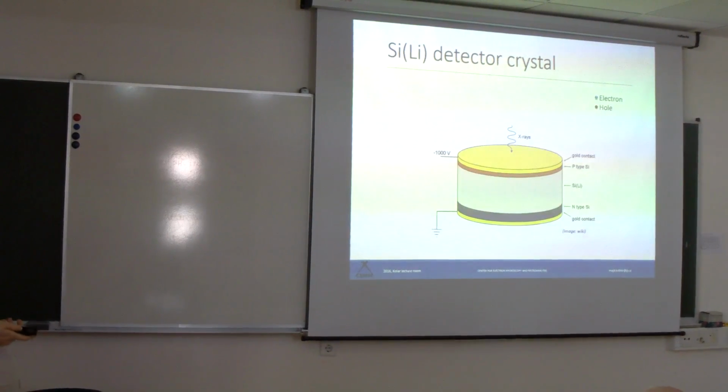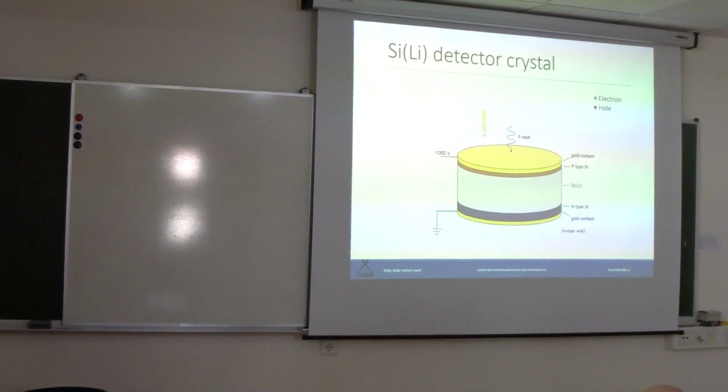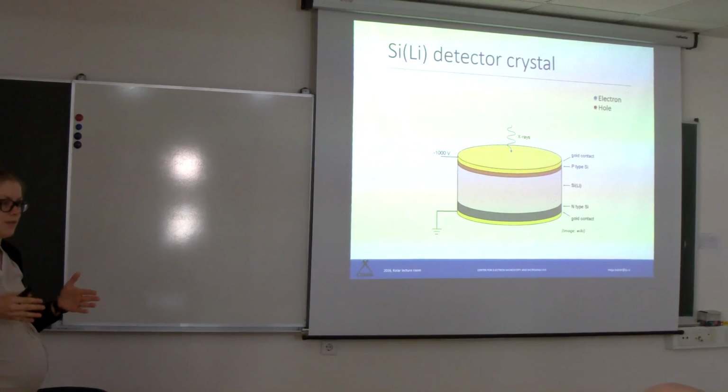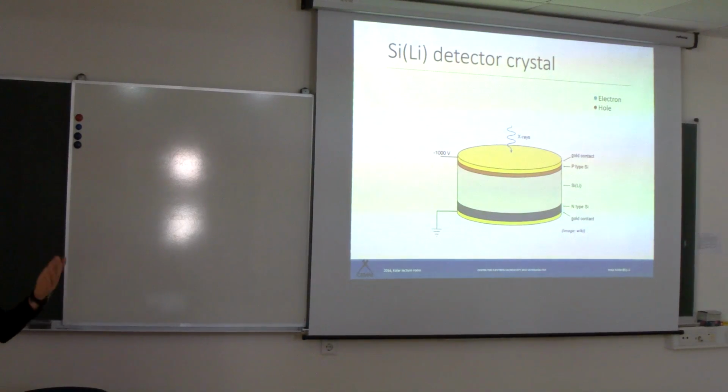So the animation: the X-ray goes in, produces electron-hole pairs, and because you have a bias voltage, holes will go up, electrons will go to the anode, and there you will count them. This is really good to understand, because if you get two X-rays in the detector at the same time, it won't be able to distinguish between them. So it will measure the sum peak. We will also talk about that.